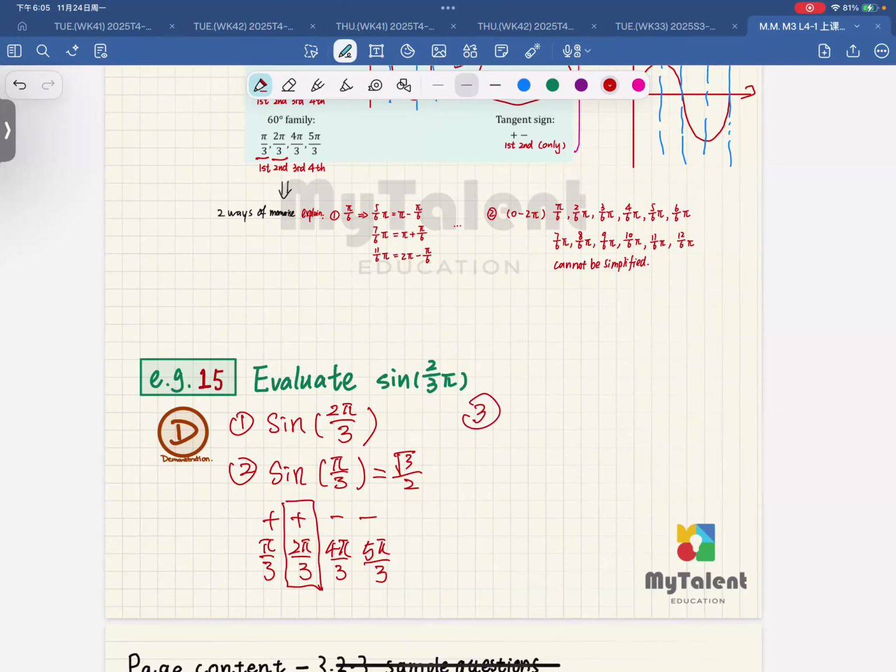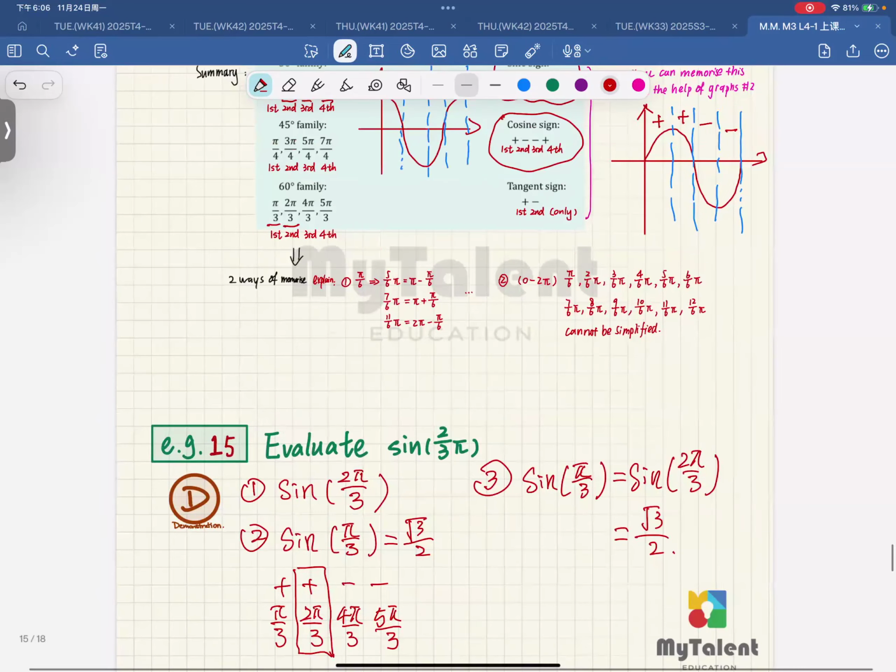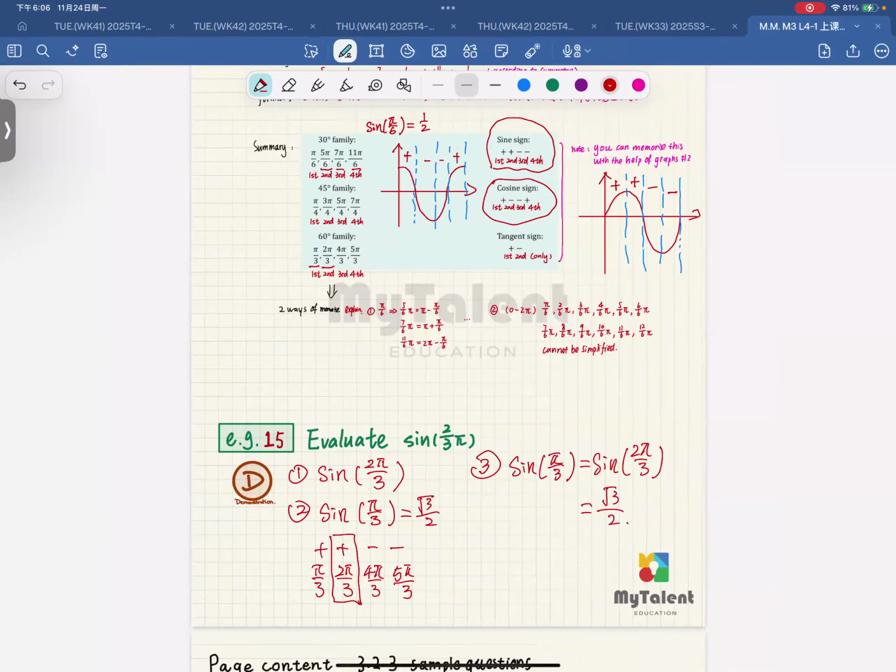So step 3: sine pi on 3 is equal to sine 2 pi on 3, which is equal to square root 3 on 2. Does that make sense? Ethan? Does it make sense? Oh, is that the table? Yes. Noah, does it make sense to you? You think so? Could you please explain this to Ethan?